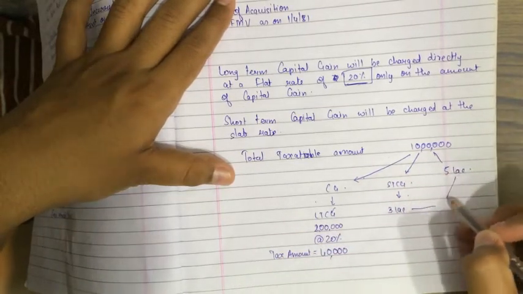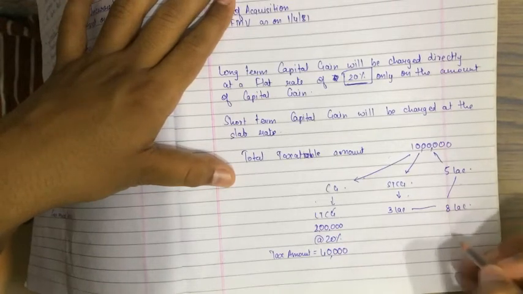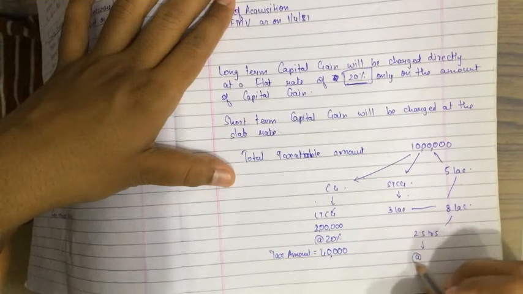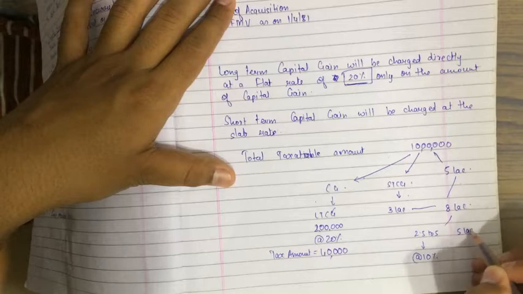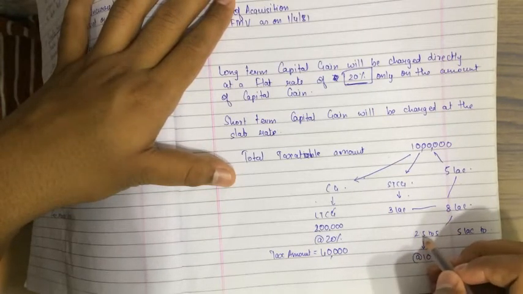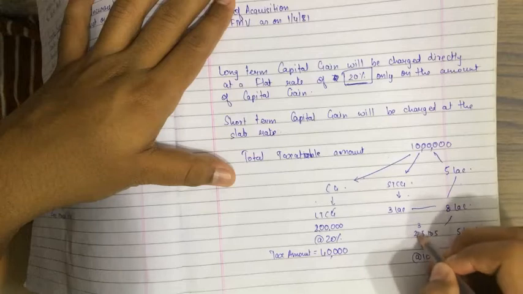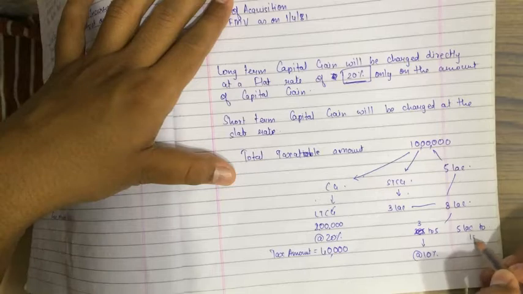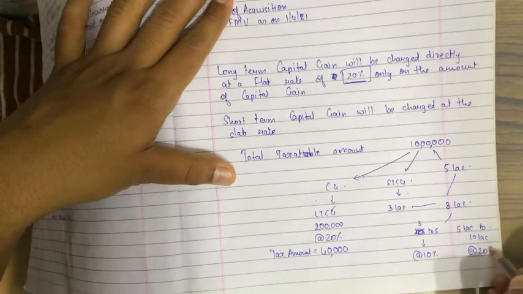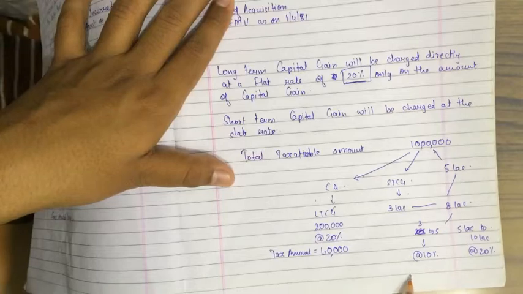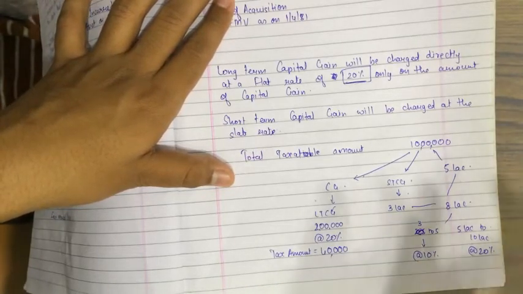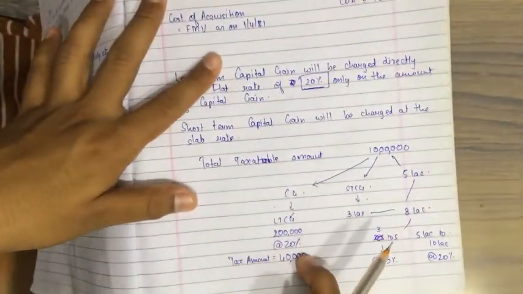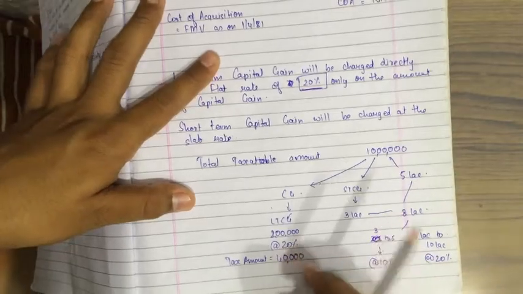The remaining two will be added, 8 lakhs, and the slab rate will be applicable: 2.5 to 3 lakhs at the rate of 5%, sorry, 3 lakhs to 5 lakhs at the rate of 10%, and 5 lakhs to 10 lakhs at the rate of 20%. This is how the slab rate will be applicable for short-term capital gain. Short-term capital gain will be added in the total income, but the long-term capital gain will be brought separately, and the 20% flat rate will be applicable.